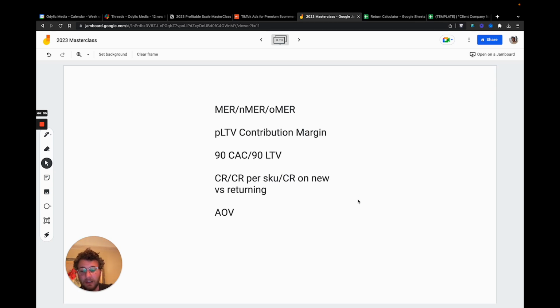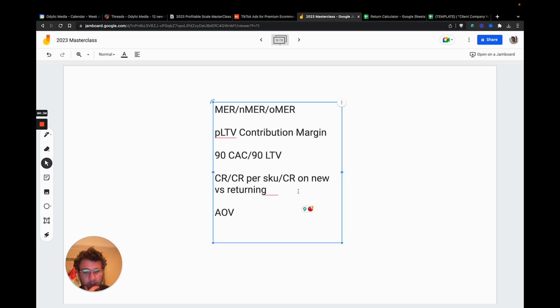Again, CAC over LTV, similar to that other equation we went over earlier, but just customer acquisition to LTV, putting that same time period that you have on your contribution margin on that. So again, typically for me, it's going to be 90 days. The gold standard in the space is 60, but I like 90 for most brands more. So again, just looking at what is that acquisition cost to the value that that customer produces for us in the next 90 days.